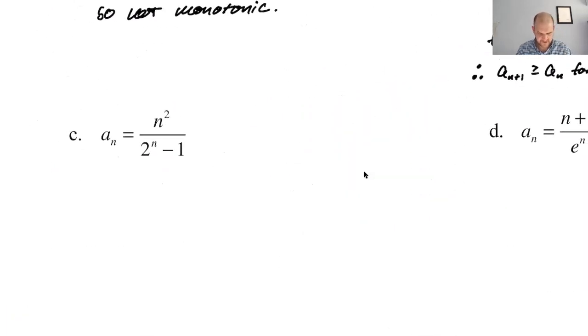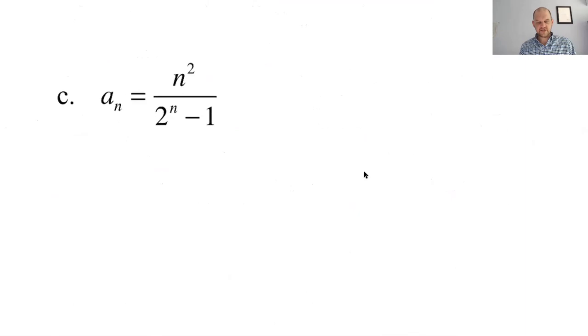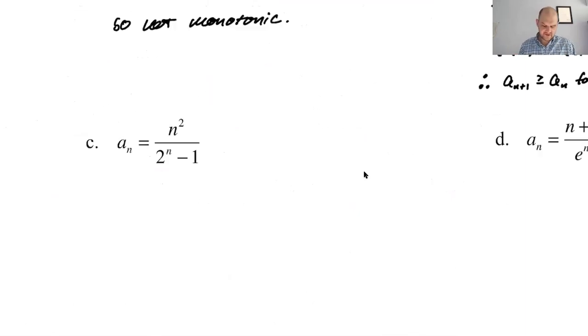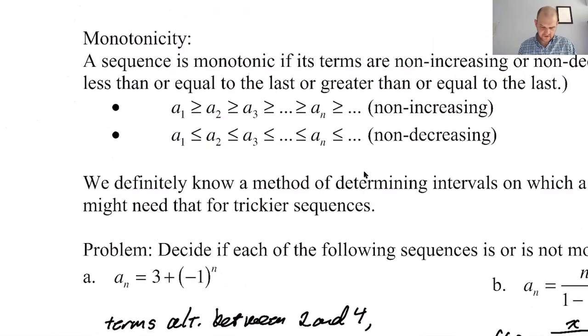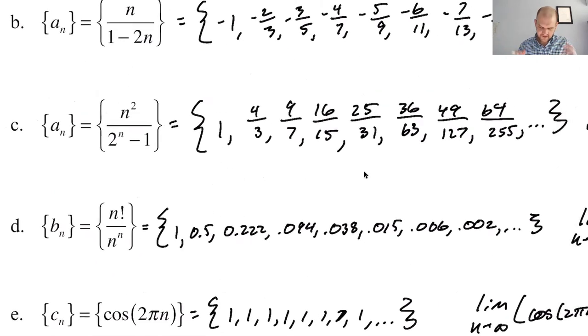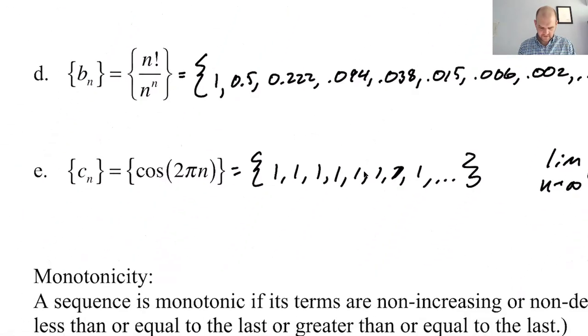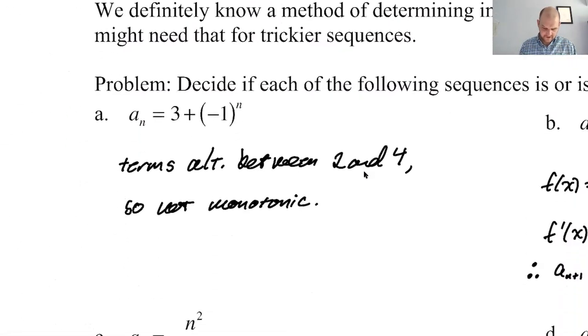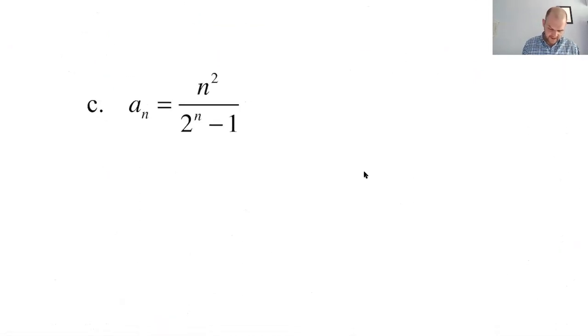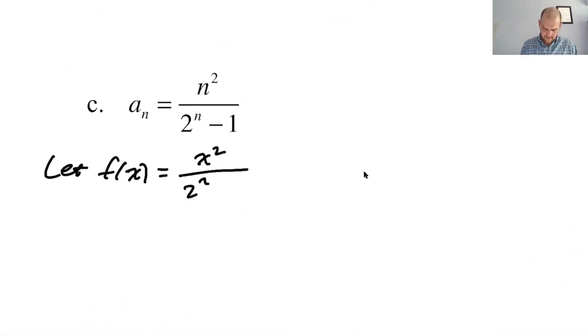Let's take a look at the next one. Same deal, so I'm going to define a function. We have the terms of this. It's actually less clear to me, even just looking at the terms. Like 1 and then 4/3 is bigger. And then 9/7 I'm pretty sure is smaller. So it increases and then decreases. So this should not be monotonic. So let me define my function and then take a derivative on the calculator. So we'll do x squared over 2 to the x minus 1.